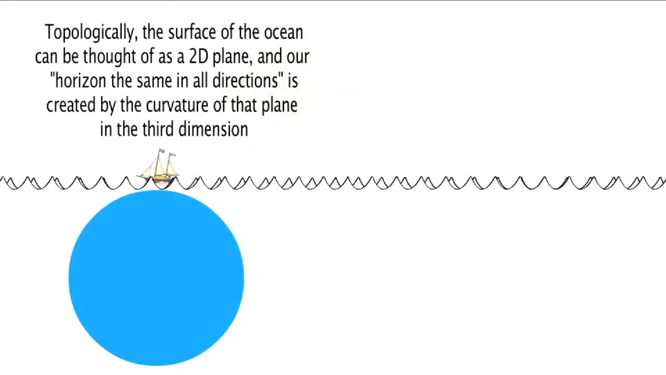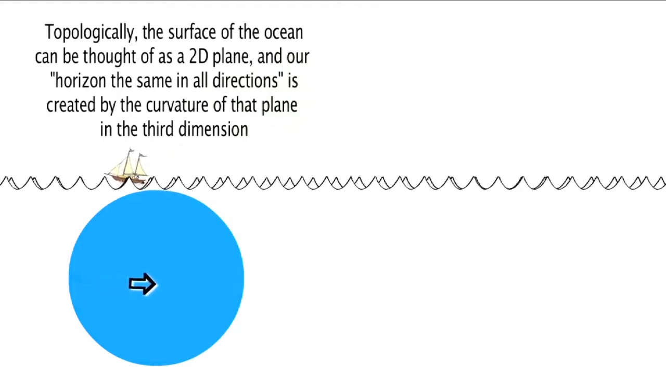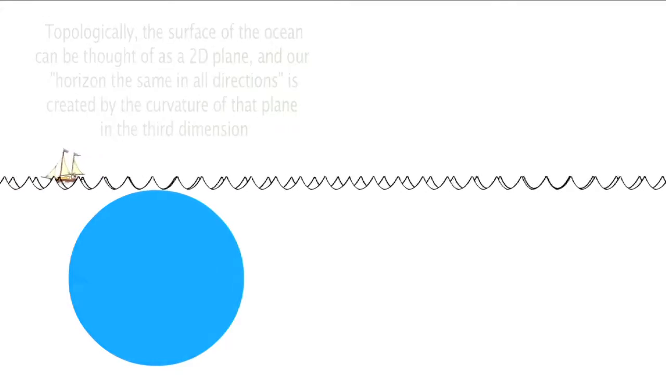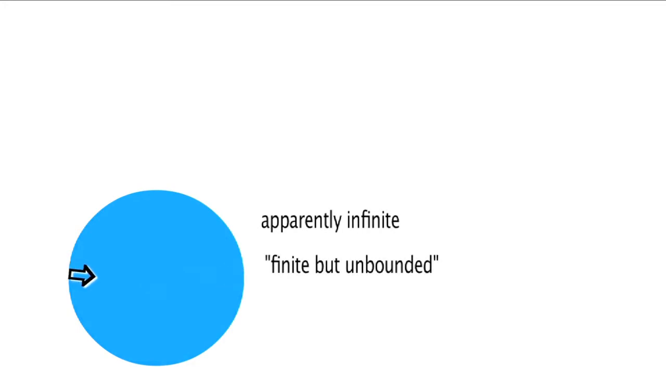From the 2D topological perspective, I could head in a specific direction forever, giving me the impression that I was on an infinitely flat surface. But with the added curvature of the 3rd dimension, we can see how apparently infinite can be equated with finite but unbounded.